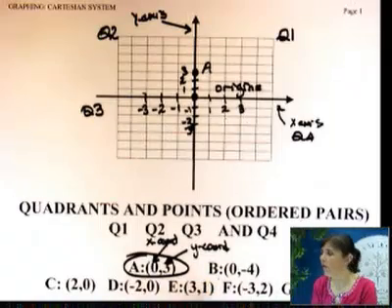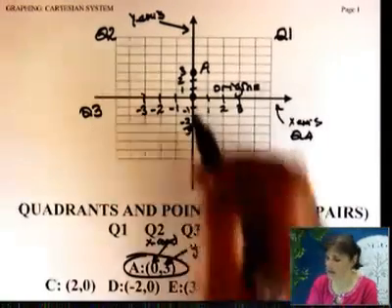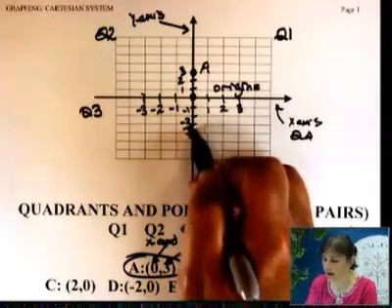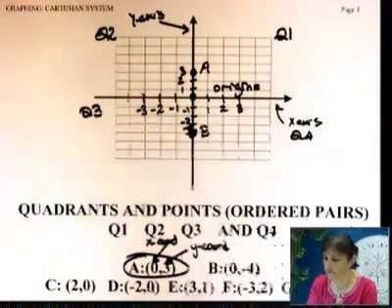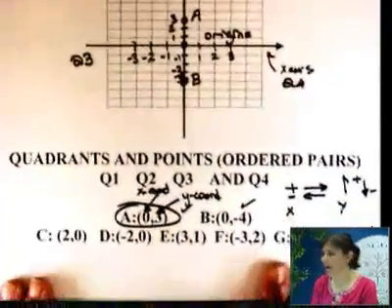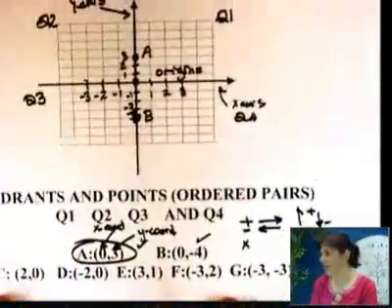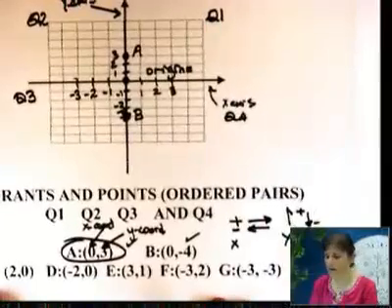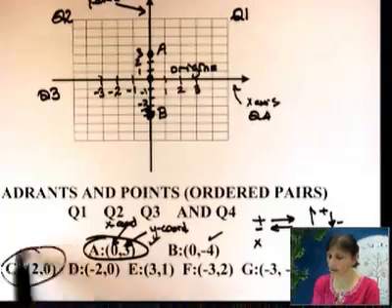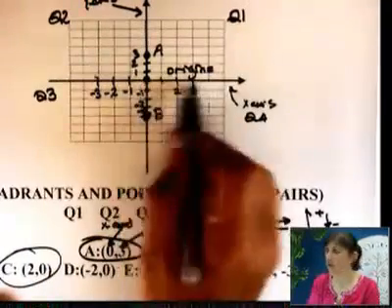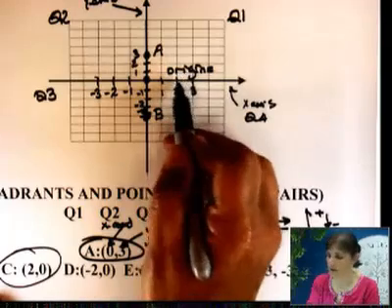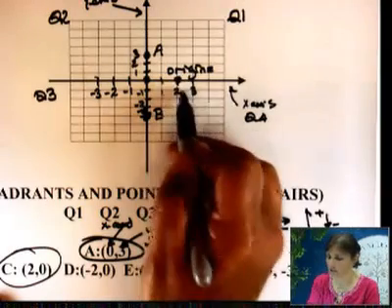Let's look at B. (0, -4). How does that work? 0 across, -4, down, 1, 2, 3, 4. Here's my B point. So I did A and B. Let me move this to the left so you can see. Now I need C, which is (2, 0). (2, 0) means on the x-axis, I go to the right 2, and 0, no up. Here you go. This is my C point.